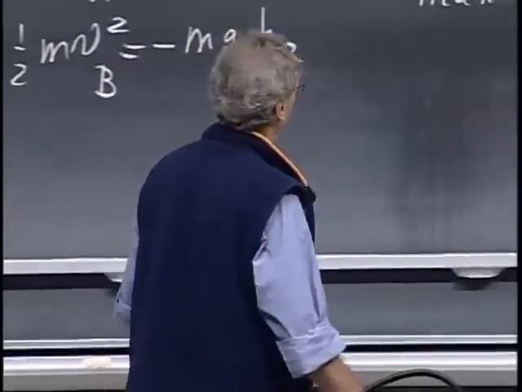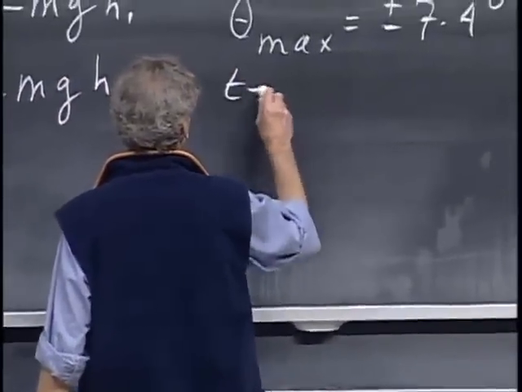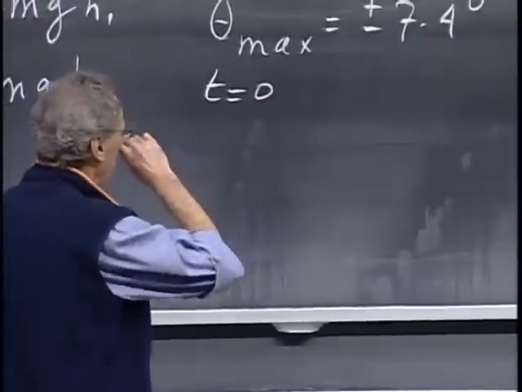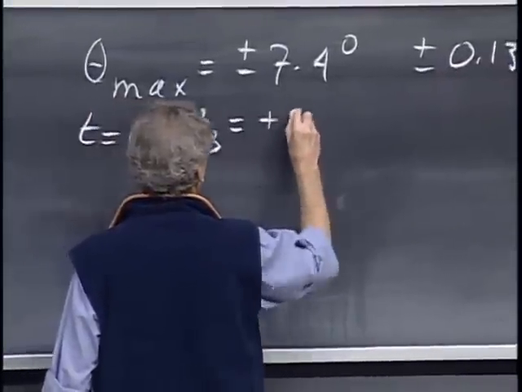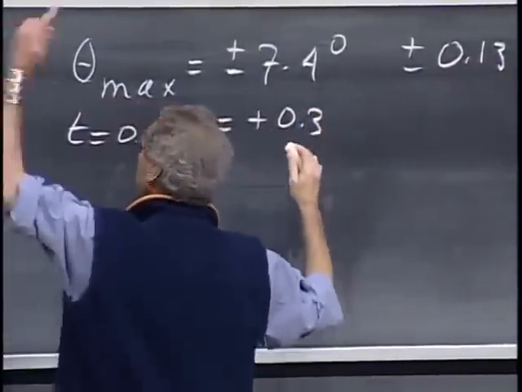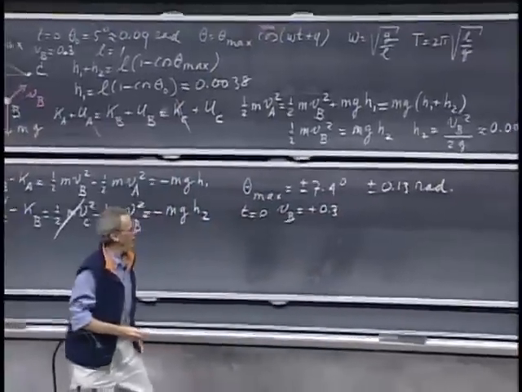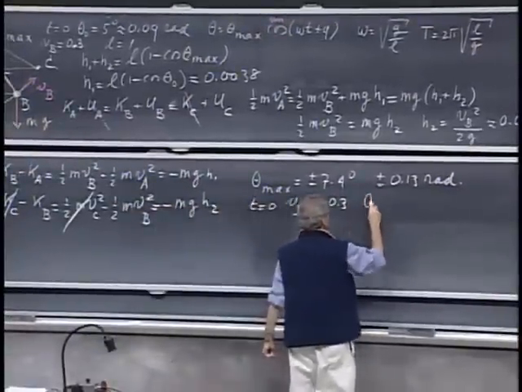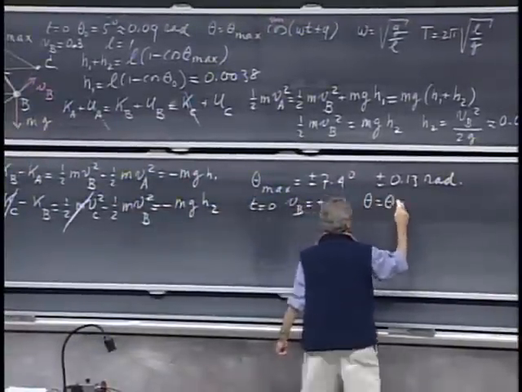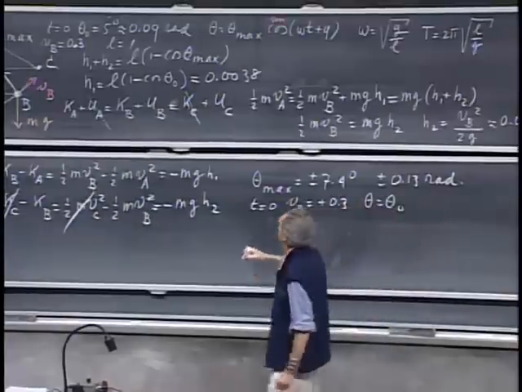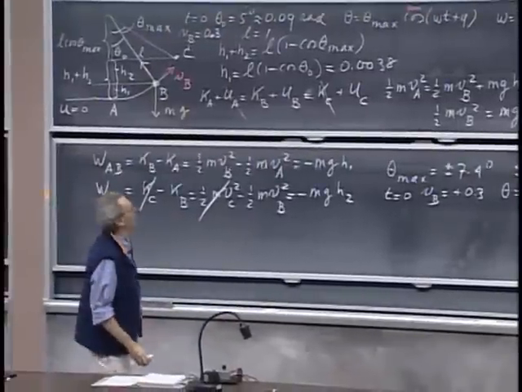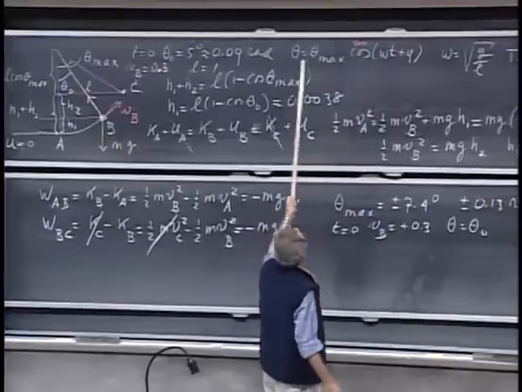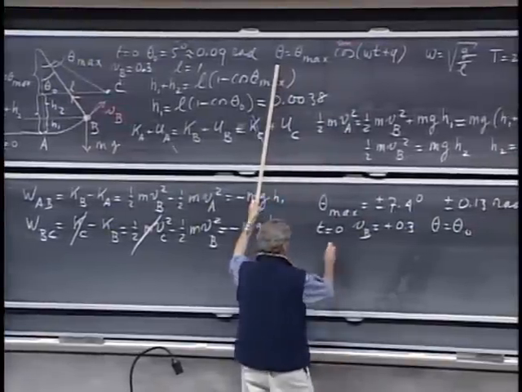And so if we want to know what phi is, we have to look at the initial condition that at t equals 0, the velocity at point B is plus 0.3 in this direction. And we know that theta equals theta 0, and we know what theta 0 is. That was the 5 degrees, that is the 0.09 radians. And so I'm going to substitute that in my solution. So I know at t equals 0, I know that theta equals theta 0.